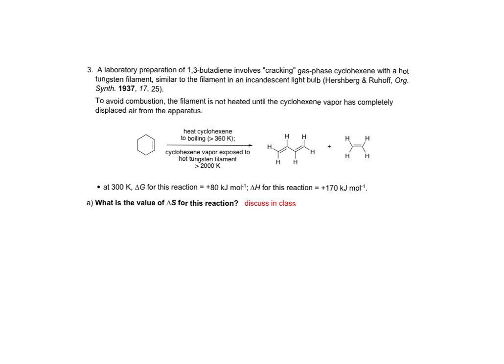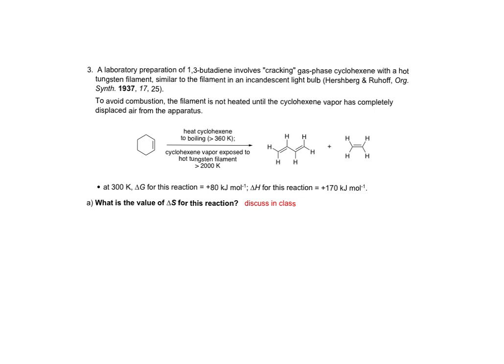The worksheet concludes with a reaction for which quite a bit of data is available. One way to make butadiene, although not a modern method, is to heat cyclohexene to an extremely high temperature by passing the gas over a hot tungsten filament in the absence of oxygen. This generates 1,3-butadiene and ethylene.